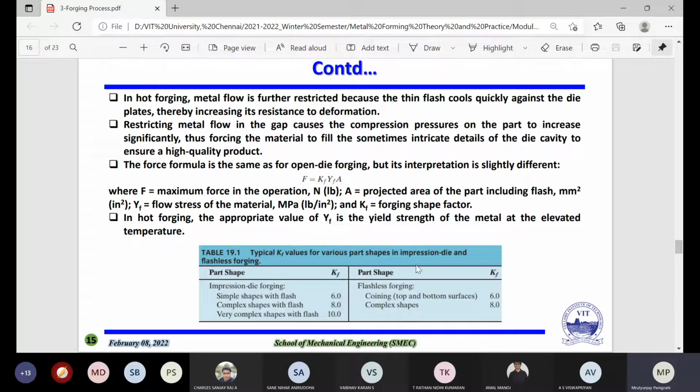Similarly, we will go through flashless forging. I put this slide in the beginning so that at least we can compare. So for coining and complex shapes, in coining it is considered as 6, and in complex shapes we are considering 8. Right? And do you know what coining is? Anyone guess?